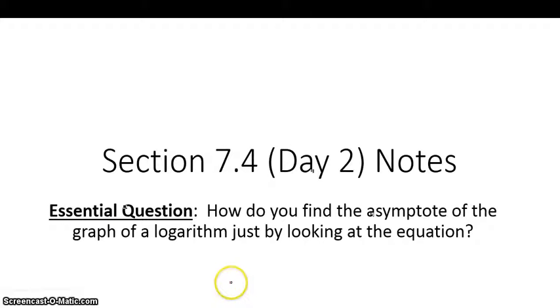Okay, so section 7.4, day 2 notes. If you haven't already, take out your notes, turn to section 7.4, day 2, and copy down this essential question: How do you find the asymptote of the graph of a logarithm just by looking at the equation? If you need to pause while you write this down, please do so now.